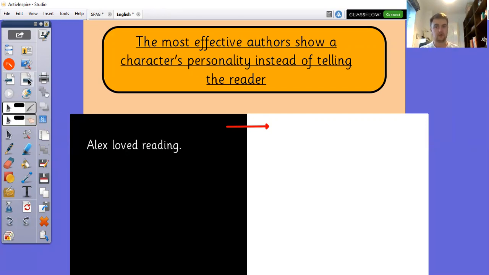Alex loved reading. Again, can you show me how we could show that Alex loved reading without needing to use that sentence? Have a go by yourself again, pause the video, and then I'll show you what I came up with as well.